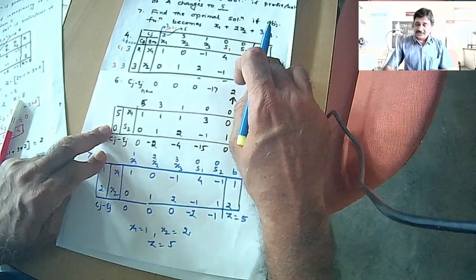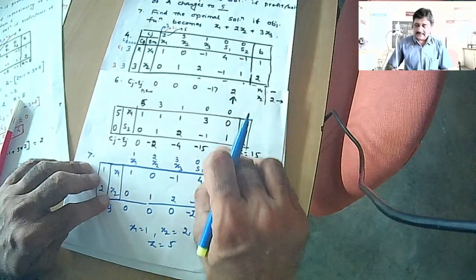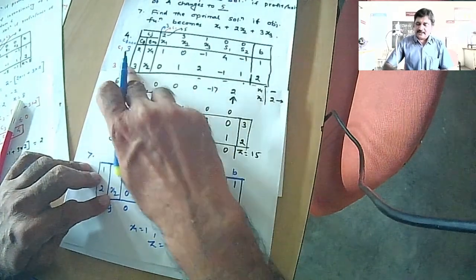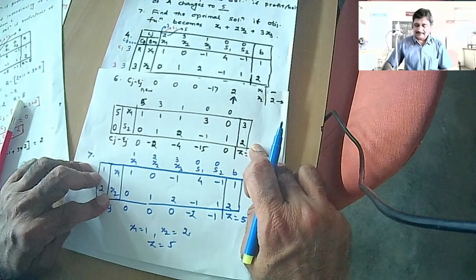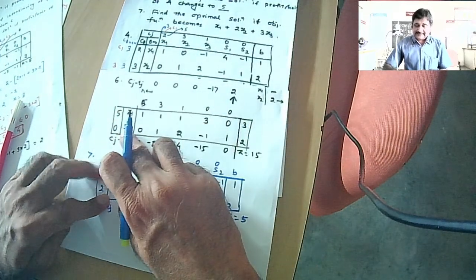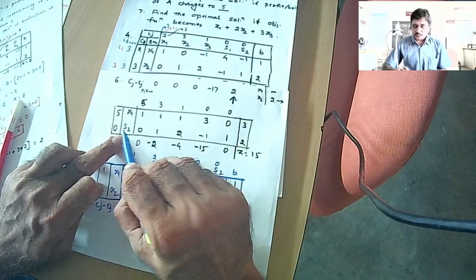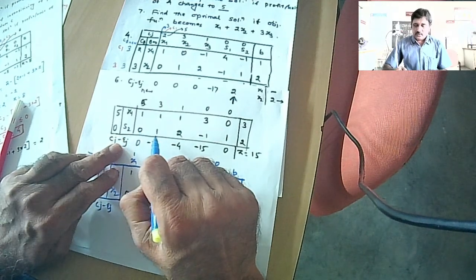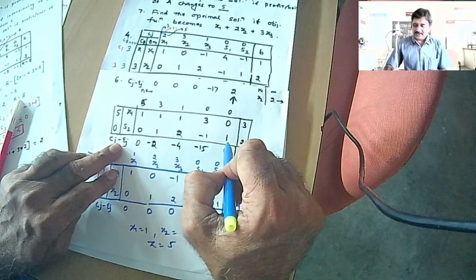Because it is 1 and I have to bring 0 here, it is now simple for me to do that. Because this is already 1, I will be retaining this row as it is. But here x2 is replaced by s2. 0, 1, 2, minus 1, 1, 2.